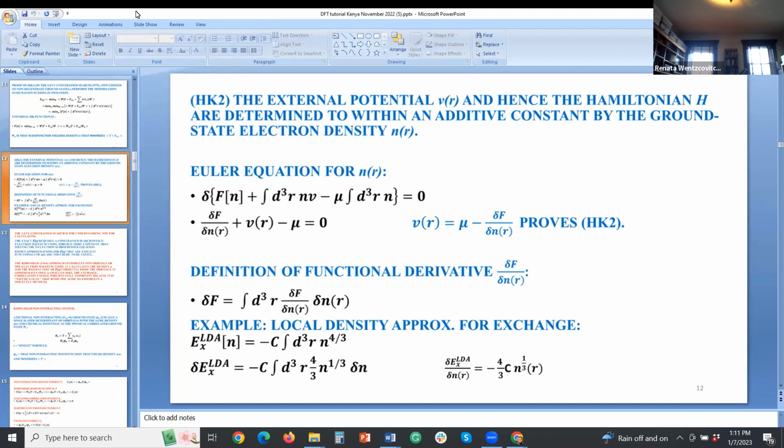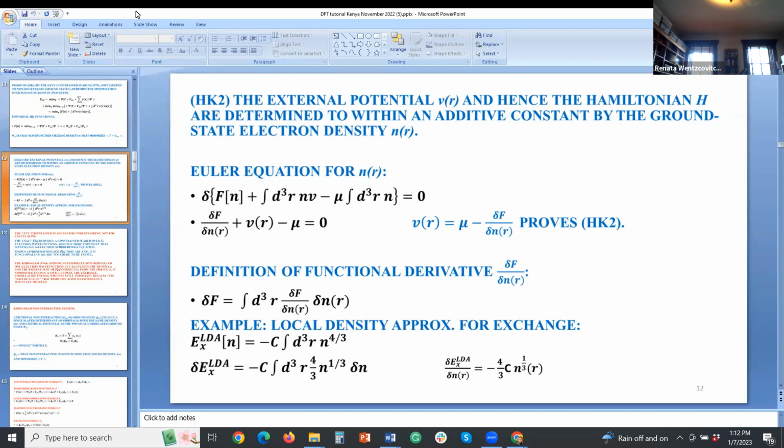And then we can look at an unconstrained first variation of F of n plus the integral of nv minus mu times the integral of the density, and set that first variation to 0, as it should be at a minimum or an extremum. Then we can find from that the equation for the density, the Euler equation, which says that the first functional derivative of F with respect to the density n of r, which I'll define in a minute, plus the external potential v of r minus the chemical potential mu is equal to 0.